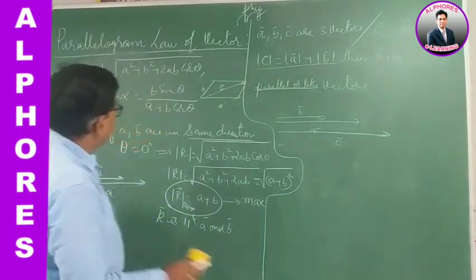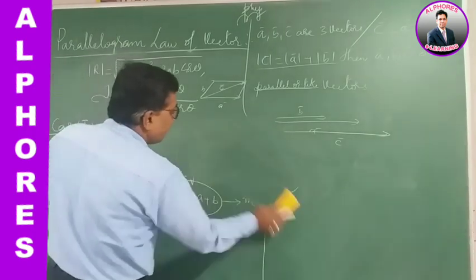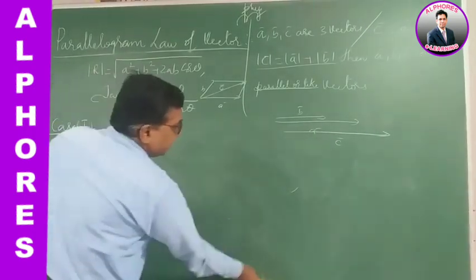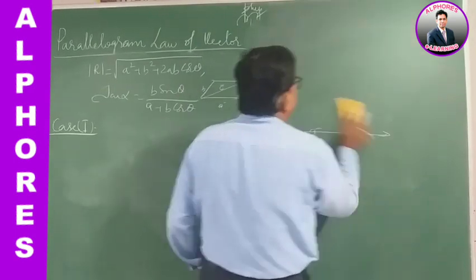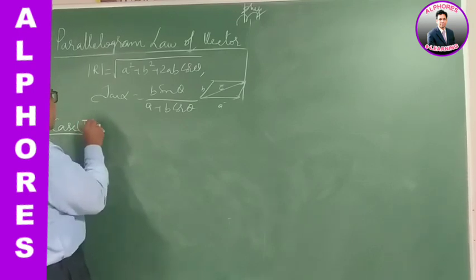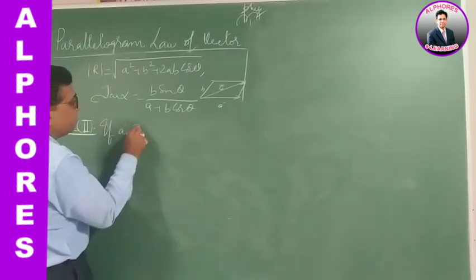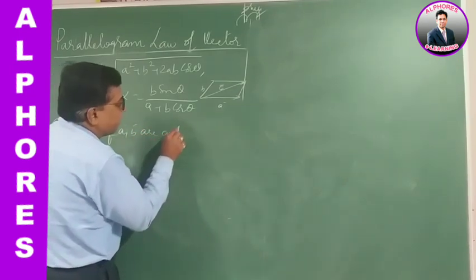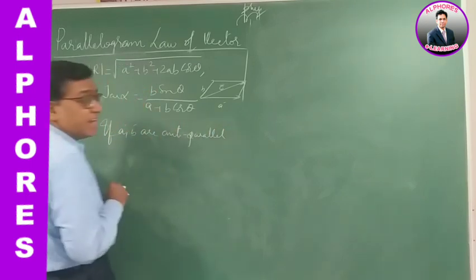Okay. Now the second case. Let's take up the second case. In the parallelogram law of vectors, this time, if the vectors are anti-parallel, what will happen? Case 2. So let's take up the second case. If A bar and B bar are anti-parallel, in the sense they are in opposite directions, anti-parallel.